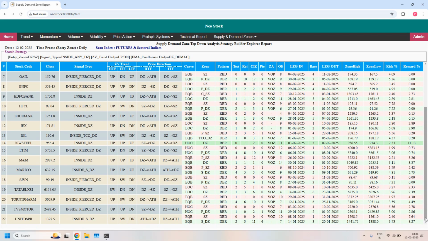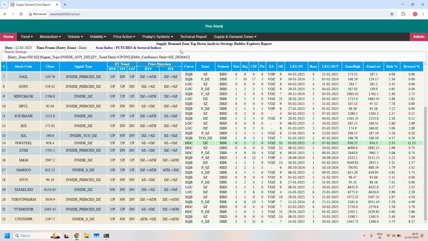So total 22 stocks are filtered. All these 22 stocks, the daily demand zones are having daily EMA confluence. And also current price closed inside the daily demand zone. You have to use such kind of zones as HTF zones, higher time frame zones. Okay, this is about daily.